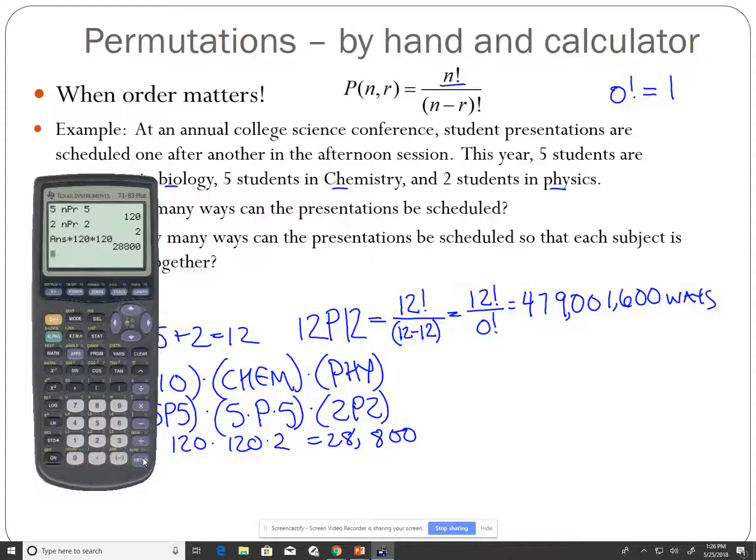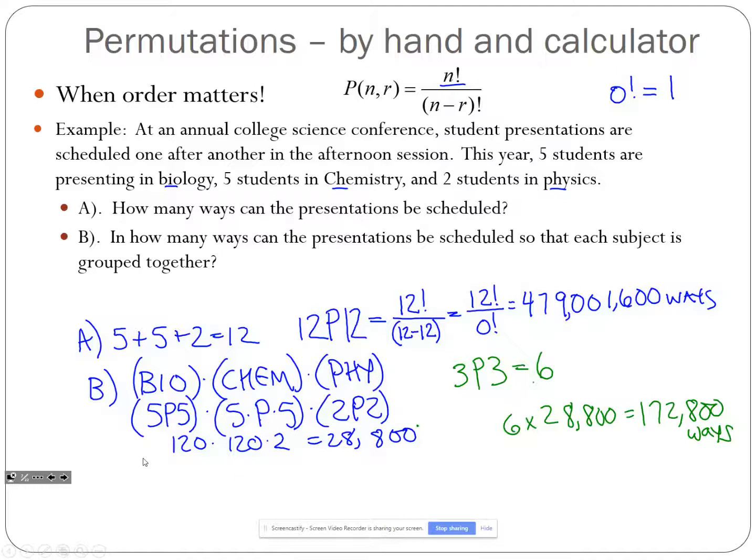And how we would do that is we have three, let me switch colors for you. We have three groups. We want to know how many ways can we arrange those three. If you do that calculation, you end up with 6 different ways. So we need to tie these two together. 6 times 28,800, 172,800 ways we could schedule the presentations so that each subject is grouped together.